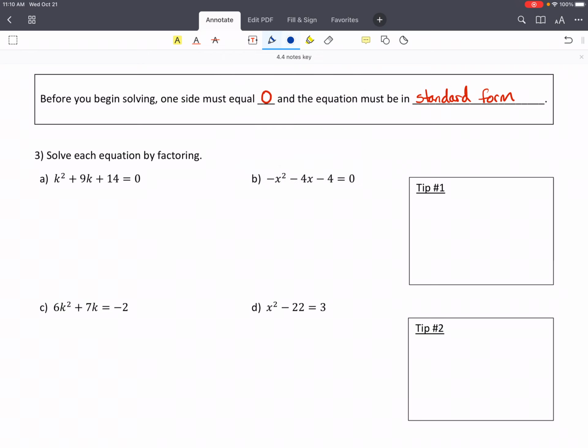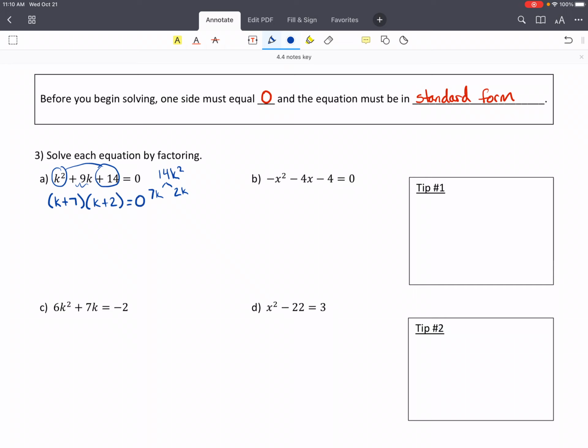So just going with our first example down here, one side is equal to 0, the left side is in standard form, so I can go ahead and factor this. What multiplies to 14 but adds to 9? Well, that's going to be 7 and 2. And now I do not have a coefficient in front of my squared term, which means I can just have my factors as k plus 7 and k plus 2, and all of that is equal to 0.